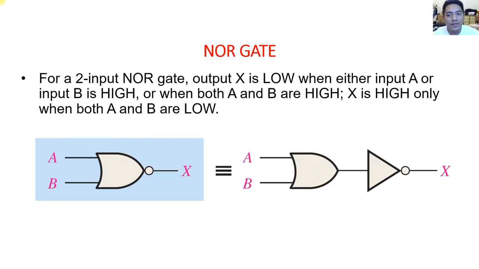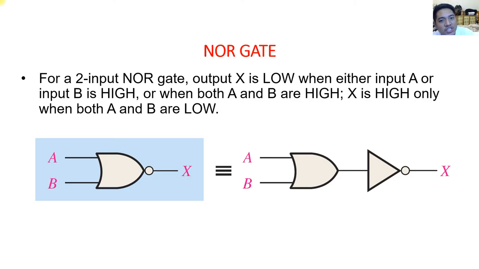So we also have the NOR gate. Last time we had NAND, negative AND. Now we have negative OR. For a 2-input NOR gate, output X is low when either input A or input B is high, or when A and B are both high. X is high only when both A and B are low.